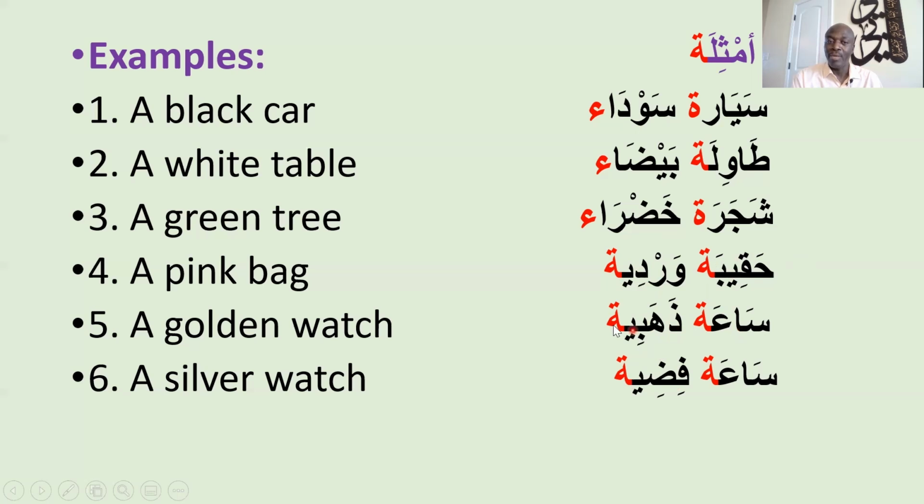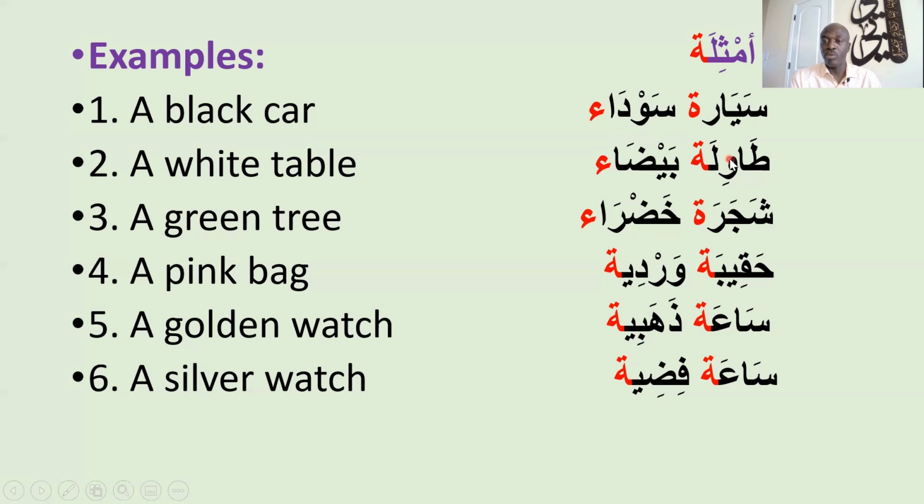ساعة ذهبية, a golden watch. ساعة is feminine, and then ذهبية, the golden, has to match. ساعة فضية, it's a silver watch. So also here ساعة is a feminine noun. The adjective, which is the color, has to match the noun. But because the noun here is indefinite, also the adjective here is indefinite. And that is true all across here.